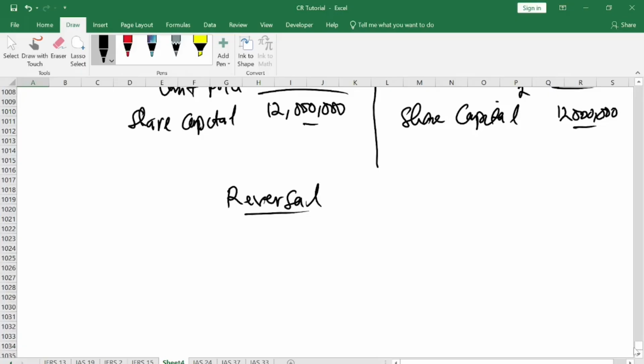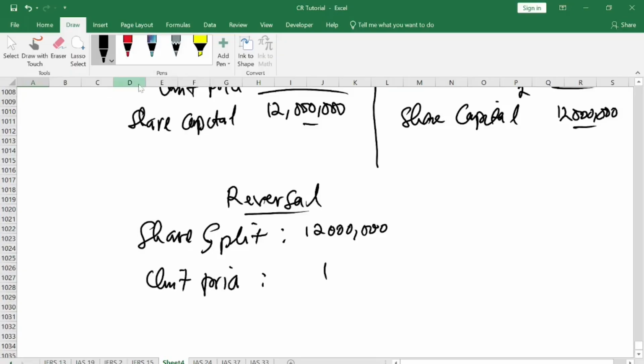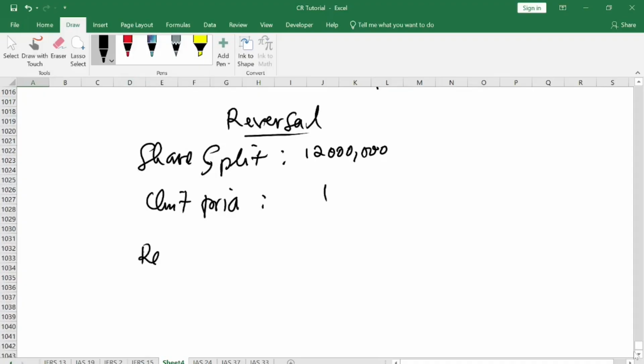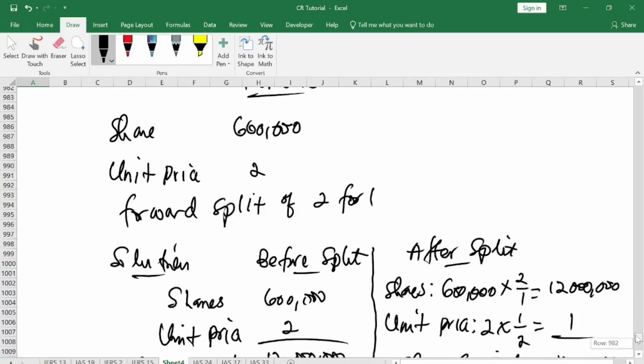All right. So let us look at reverse share split. We already have shares that are already split. So you have the split shares, 1,200,000, and the unit price is 1 cedi. And when they say that you should reverse 1 for 2, obviously, when they are reversing, the inverse is used. So when they are reversing, it's 1 for 2. But when they are splitting it, it is 2 for 1.